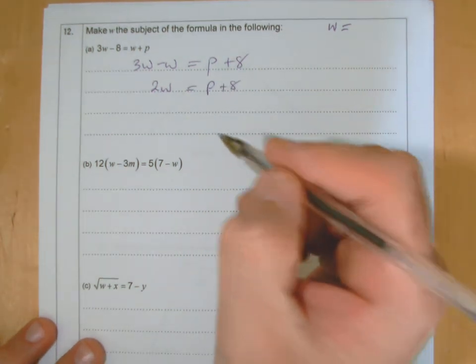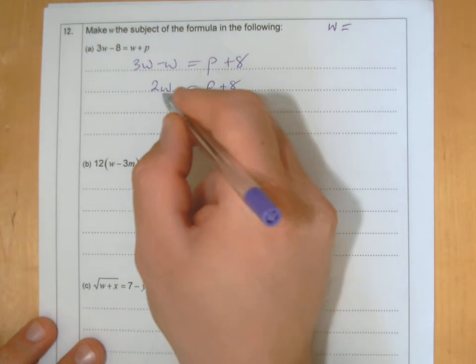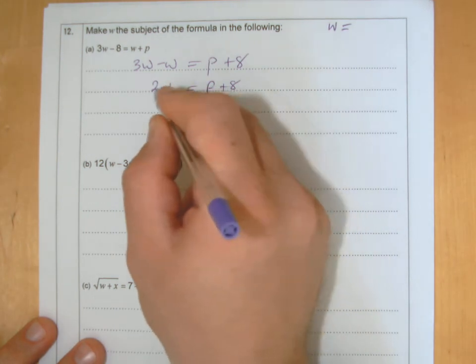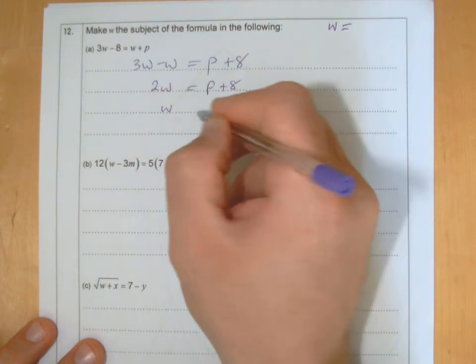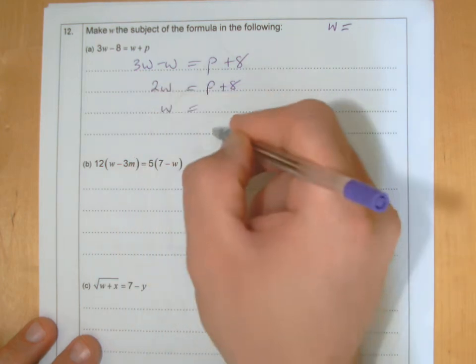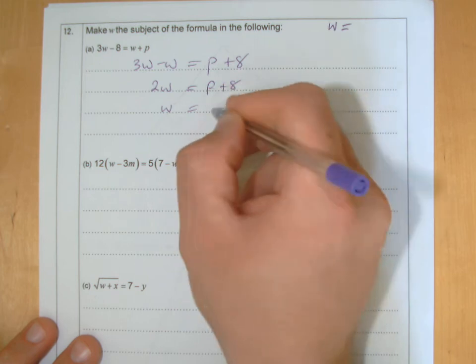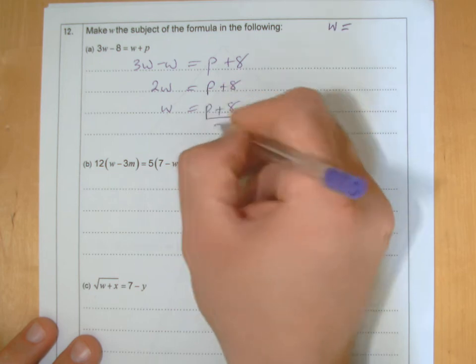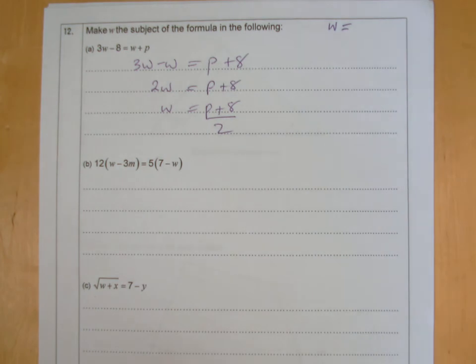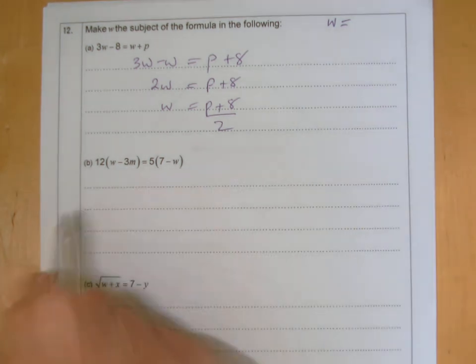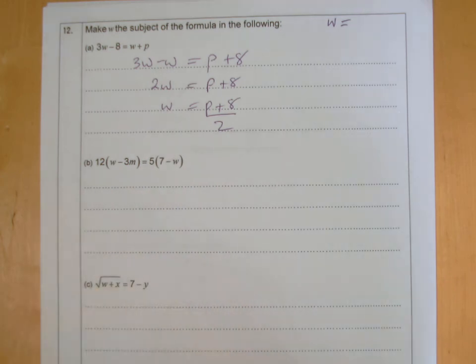And then, right, to get W then, we're almost there, on its own. Just think, 2W means 2 times W. And when you times W by 2, take it over, you've got to divide, haven't you? You need to divide the whole side by that 2. Okay? And that's it. There's your answer. You leave it like that. You've got W the subject of the formula.